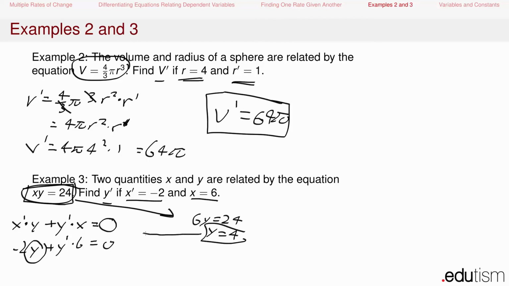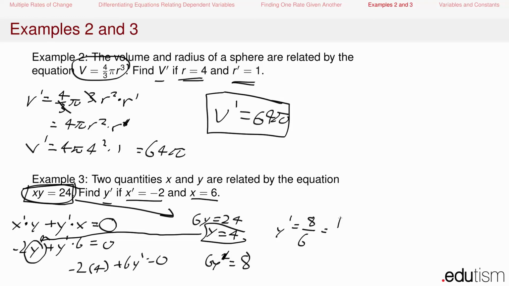Then we can take this y equals 4 and plug it in here. We have negative 2 times 4 plus 6y prime equals 0, which means that 6y prime equals 8. So y prime is 8 over 6, which can also be written as 4/3. So here my y prime, the rate of change of y, is 4/3.